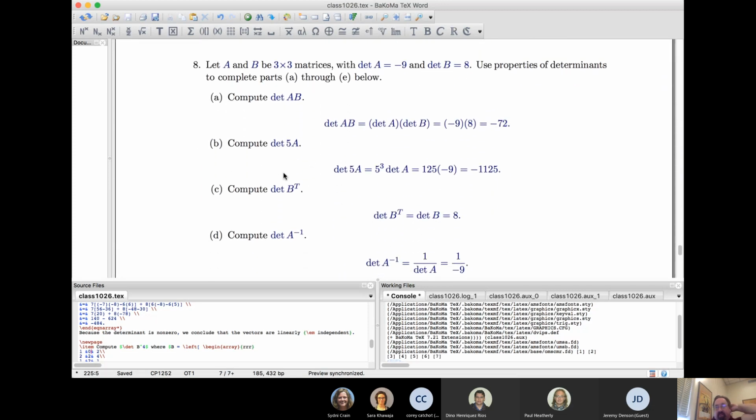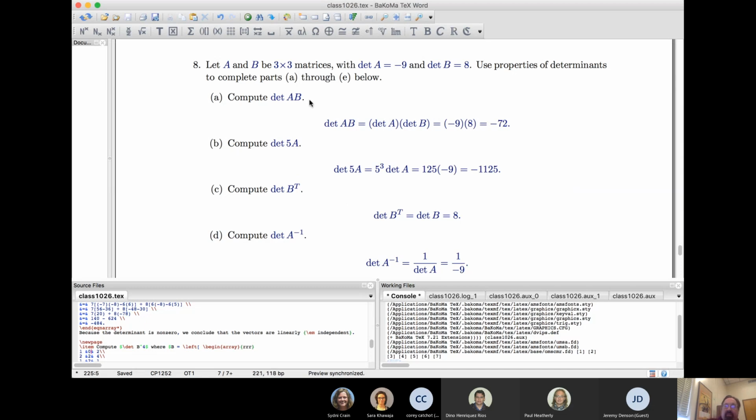And finally, here we have two matrices A and B. You're told they're 3 by 3, but you're not actually given the entries of A and B, just their sizes as well as their determinants. So that will be enough information to be able to obtain determinants of certain other matrices that are built from A and B.